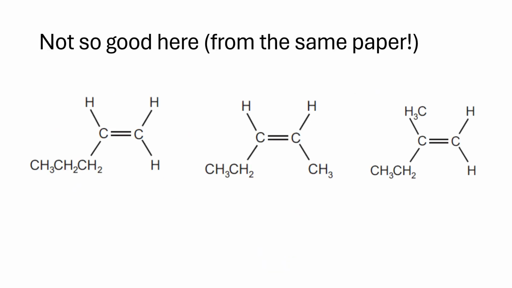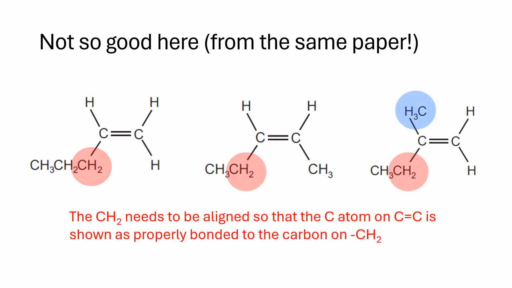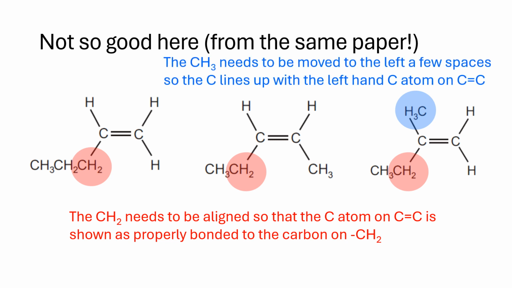Now these ones are from the same paper. So let's have a look. Where's the problem? Well, what's happened is the CH2 needs to be aligned so that the carbon atom on C double bond C is shown as properly bonded to the carbon on the CH2. And the one that's highlighted in blue, what's going on there is the CH3 needs to be moved to the left a few spaces so that the carbon lines up with the left-hand side carbon on C double bond C.